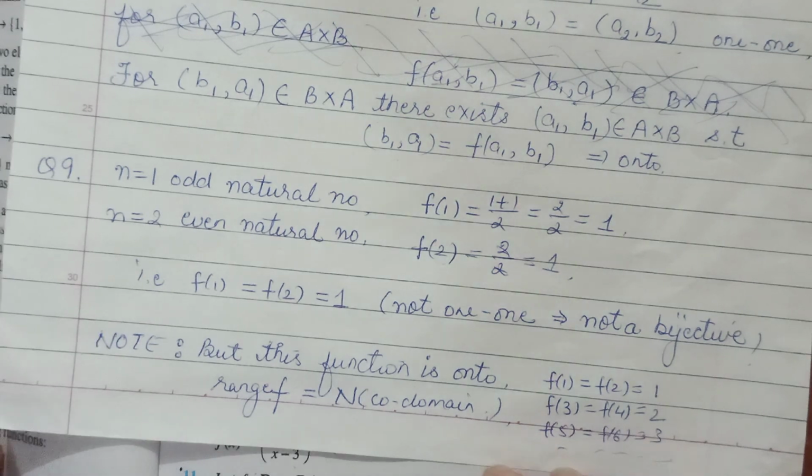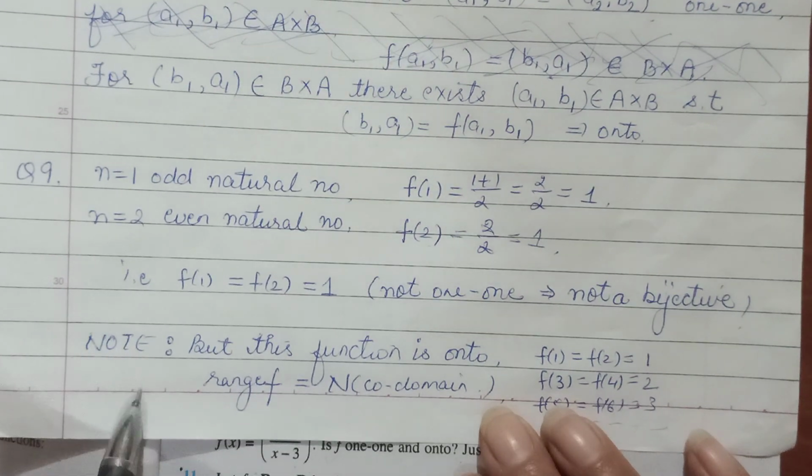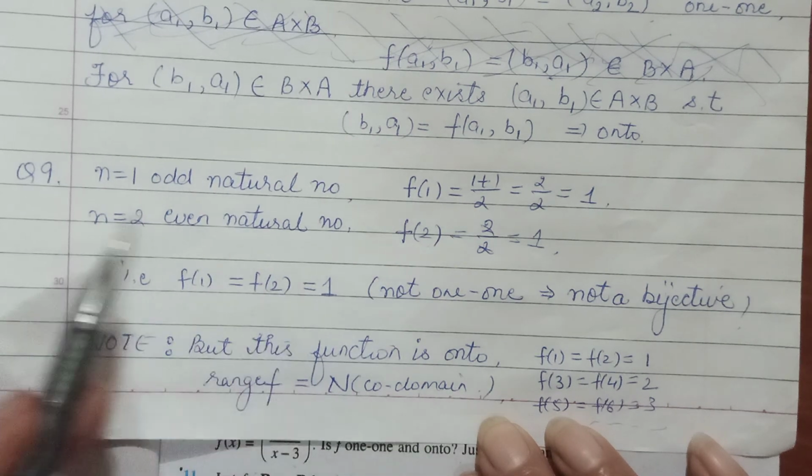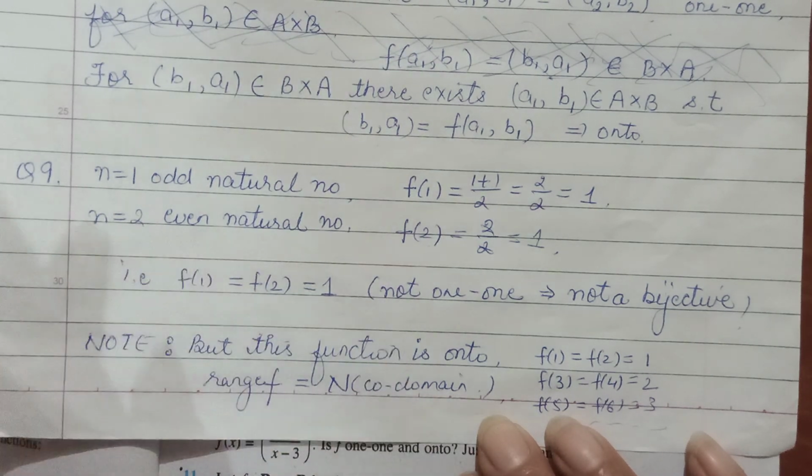मैंने आपके लिए यहाँ पे onto का भी चेक कर दिया है, although it was not required, क्योंकि उसने बस ये पूछा था कि bijective है या नहीं, और जब वो 1-1 ही नहीं है तो bijective नहीं हो सकता है. So conclusion तो यहीं से आ गया है.